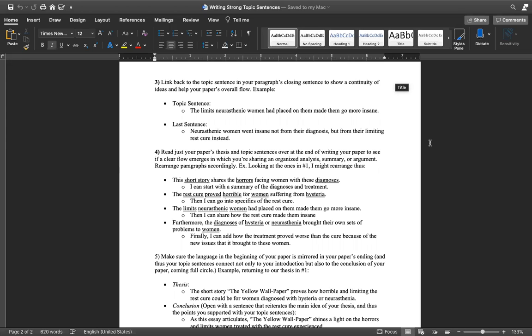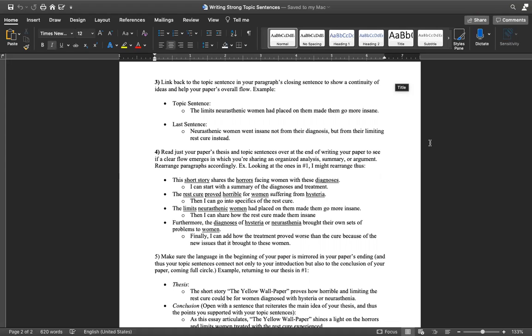Then your last sentence of the paragraph is going to relate in some way to that idea of insanity and neurasthenia. Something like, neurasthenic women went insane not from their diagnosis, but from their limiting rest cure instead, really clues your readers in and reminds them of what your paragraph was all about.